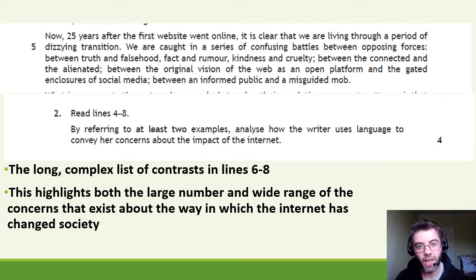So if you imagine that had been written as lots and lots of individual sentences, it would still ultimately be making the same point by giving us the same kind of examples of concerns. But by writing it like that, it makes it seem as if those concerns just go on and on and on. There are so many of them that you do a big complicated list like this and gather a whole bunch, but as if there are still lots that have been left out. So that's the effect there. This particular list, big, long, complex, is focusing our attention on the fact there's a very large number of concerns and they cover a very wide range of areas.